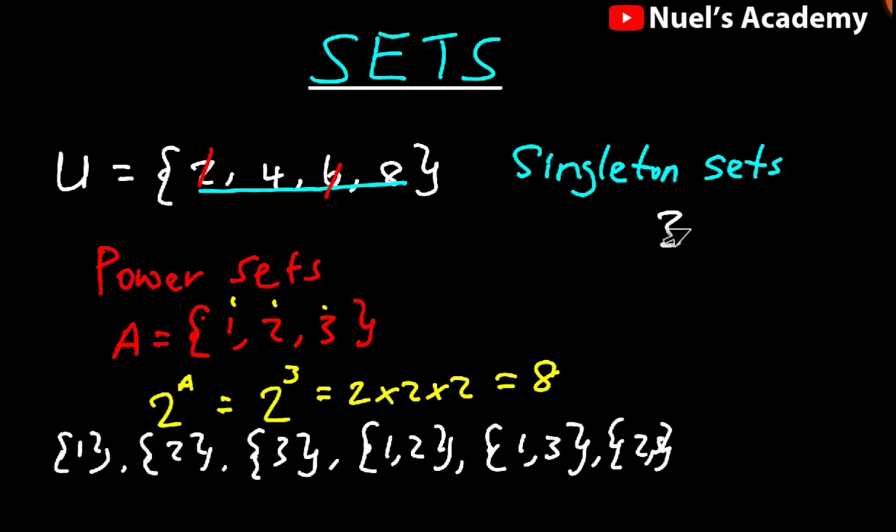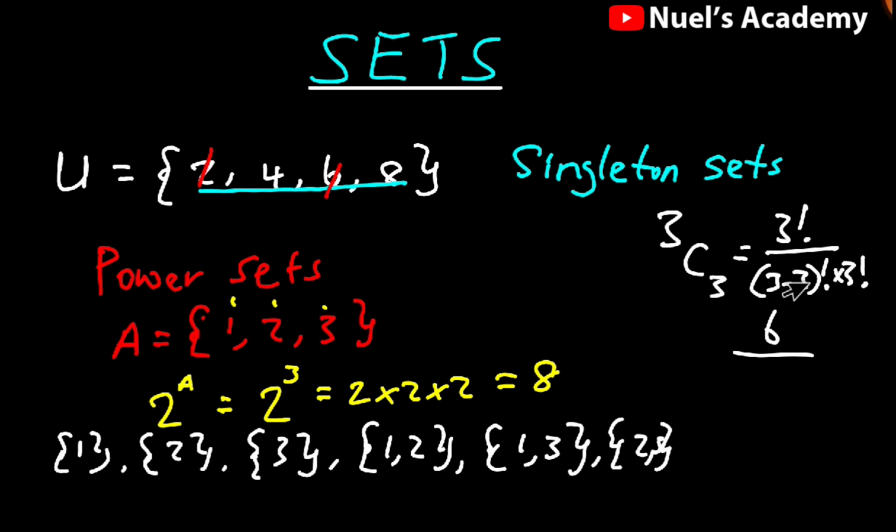So we have 3 combination 3, the number of subsets with 3 elements, right? So we have 3 factorial divided by 3 minus 3 factorial multiplied by 3 factorial. So 3 factorial is equal to 6, divided by 3 minus 3, which is 0. 0 factorial is equal to 1, multiplied by 3 factorial, which is equal to 6. So you have 6 divided by 1 times 6, which is 6, and then 6 divided by 6 is equal to 1. And the remaining subset is given by 1, 2, and 3.